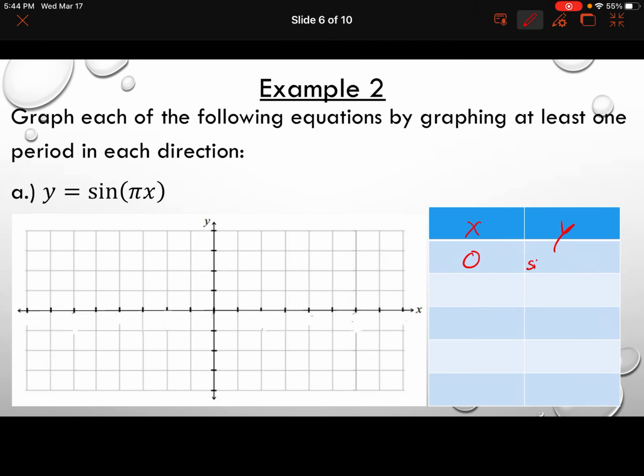So sine of pi times 0. That is sine of 0, because pi times 0 is just 0. Now you just have to look it up on your unit circle. 0 on your unit circle is that point right at the beginning of the circle, (1, 0), and you look at the y value, so it's going to be 0. So our first point on our graph is going to be (0, 0).